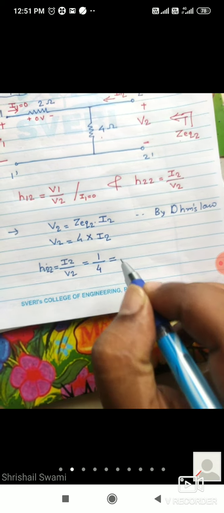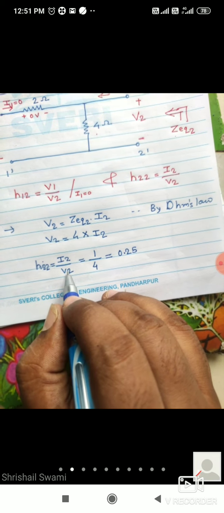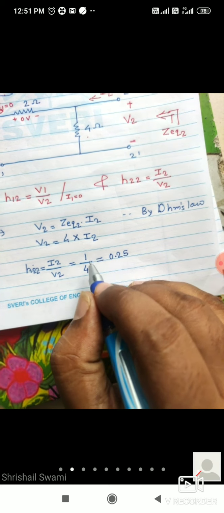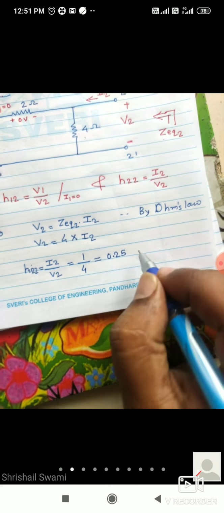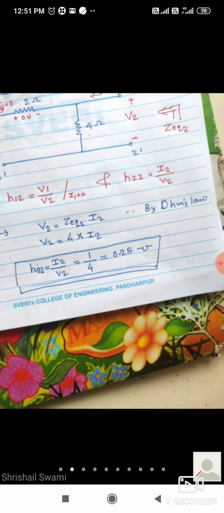So 1 by 4 is 0.25. I2 upon V2 means admittance, so 1 upon 4 mho or 0.25 mho. You can keep 1 by 4 or 0.25, whichever. So this is the answer of the third parameter, that is H22.